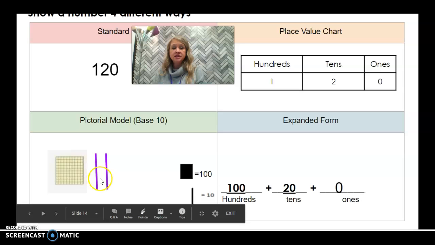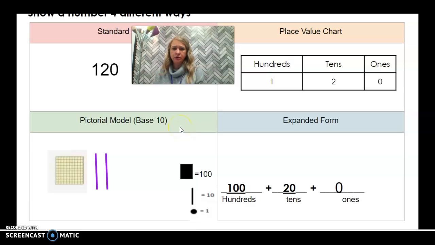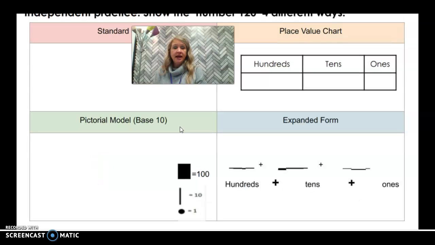120 looks like this. 1 flat, 2 tens, 0 ones. 100, 2 tens, 0 ones. 100 plus 20 plus 0, but you don't have to write another 0 because that would make it a much different number. So just leave it off. Leave the 0 off on the ones. And then you clicked save and you turned your assignment in to your teacher.